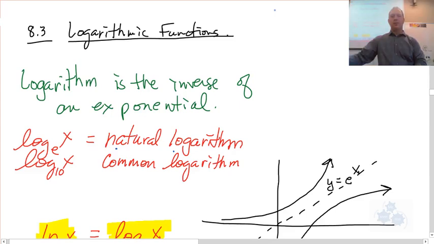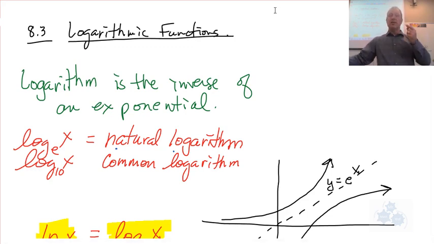Section 8.3 in the Stewart textbook, we're talking about logarithmic functions. Specifically, logarithmic functions that are connected with the exponential function that has a base of e. So there's a special log function that we're going to learn about today. But first of all, let's cover some review ground.